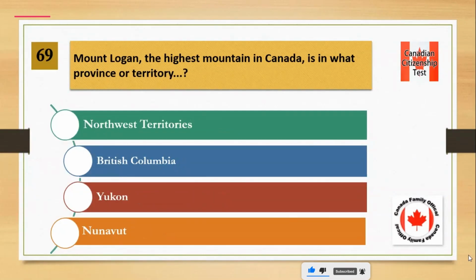Mount Logan, the highest mountain in Canada, is in what province or territory? Number 1 Northwest Territories. Number 2 British Columbia. Number 3 Yukon. Number 4 Nunavut. And the answer is Yukon.